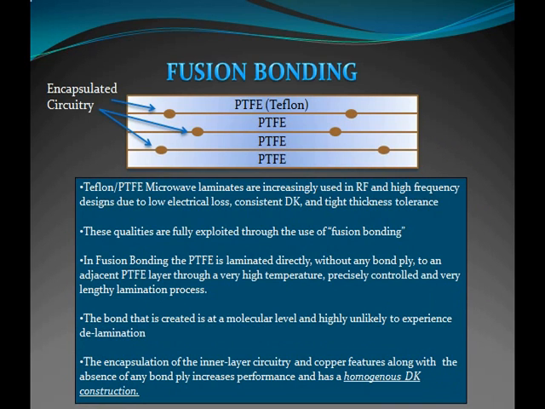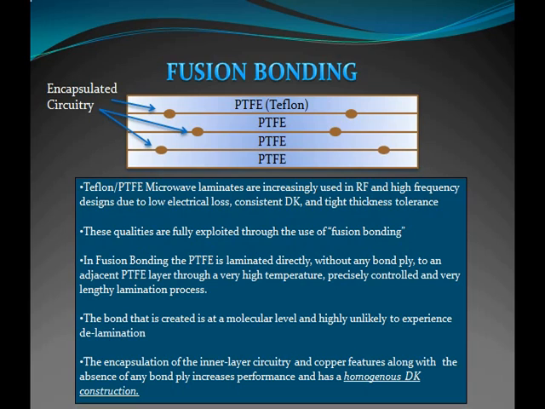PTFE or Teflon materials are increasingly used in high-frequency RF as well as digital applications due to low electrical loss, consistent decay, and ability to hold tight thickness tolerances. In fusion bonding, adjacent layers of PTFE material are laminated together without the aid of any prepreg or bond ply.